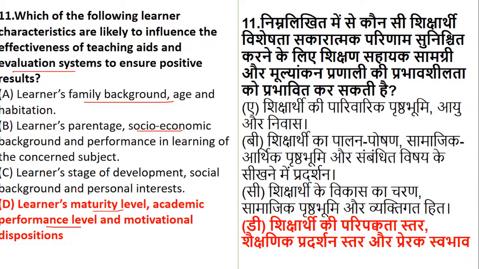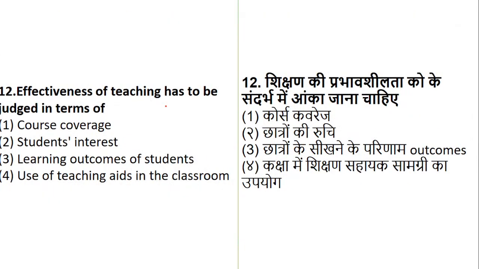Fine. Okay, now let's go to C, ma'am. Learner's stage of development, but social background. See, social background does not have any connection with the evaluation system. It doesn't mean that a child with the worst social background is definitely not going to get properly evaluated. So B, C and A are not the right option. Social background does not have anything to do with the evaluation system. Correct? Okay.